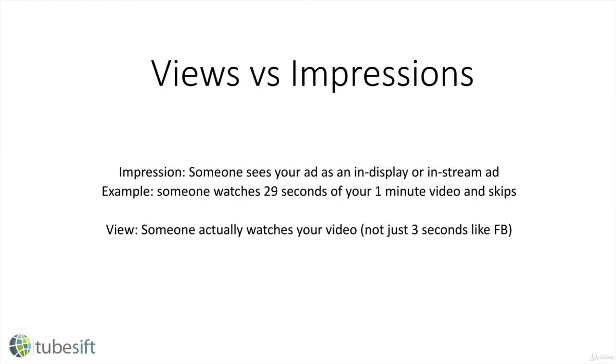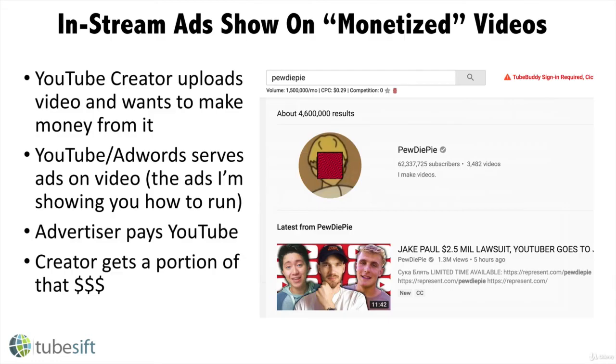Now let's talk briefly about views versus impressions. An impression is when somebody sees your ad as a video discovery or an in-stream ad. An example would be somebody watching 29 seconds of your 1-minute video ad and then skipping it. If they skip it before 30 seconds, you don't pay, and that's an impression. A view is when somebody watches your video, not 3 seconds like on Facebook, but when somebody watches like 30 seconds of your video, or the whole thing if it's shorter than 30 seconds, or if they click on it, like I said. So that's views versus impressions.